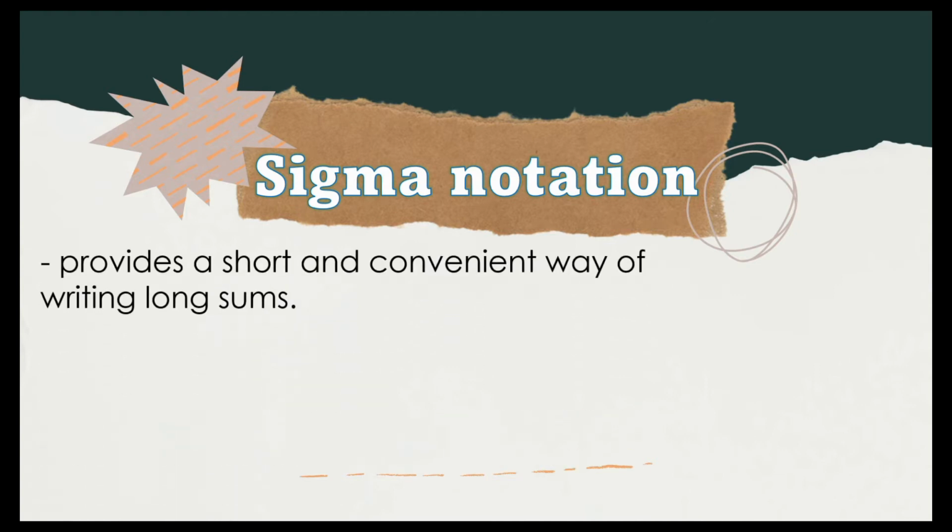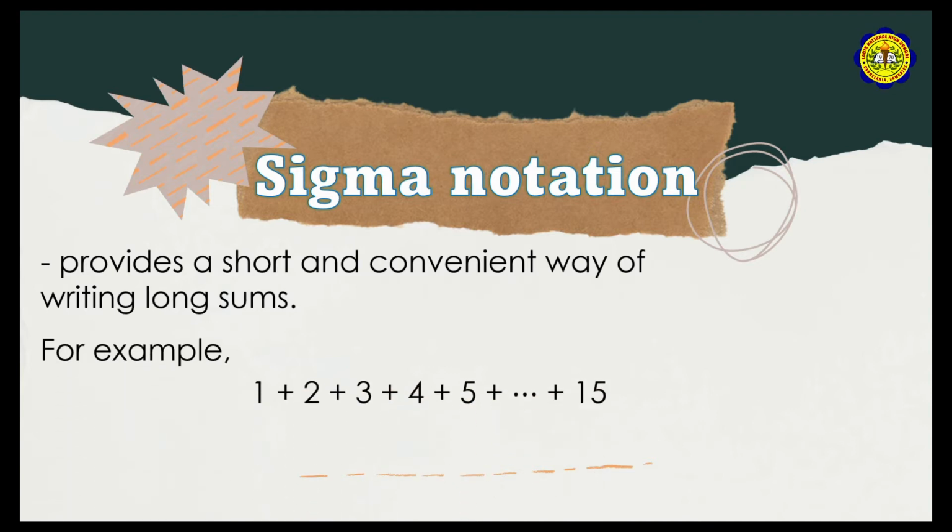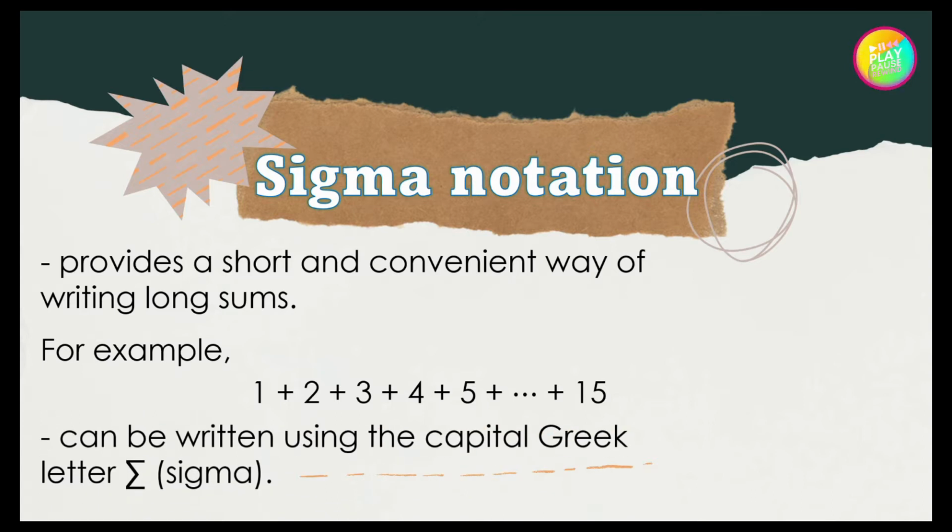Sigma notation provides a short and convenient way of writing long sums. For example, 1 plus 2 plus 3 plus 4 plus 5 plus up to plus 15, and it can be written using the capital Greek letter sigma.